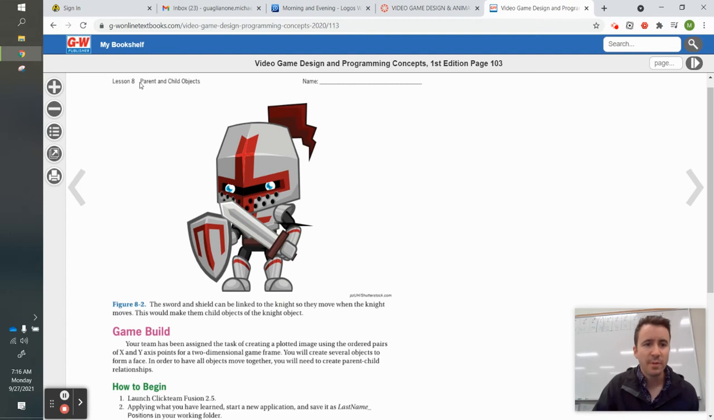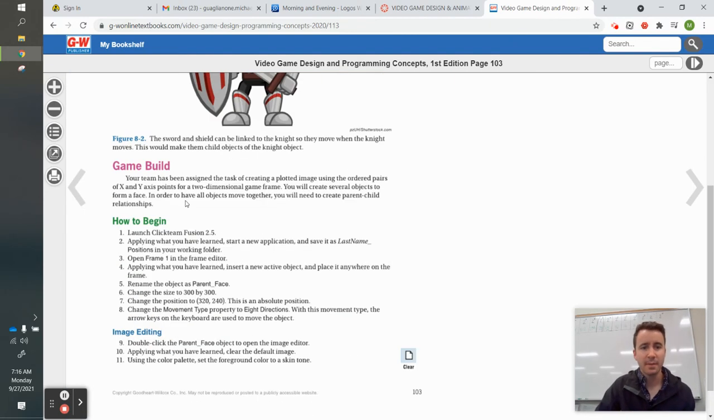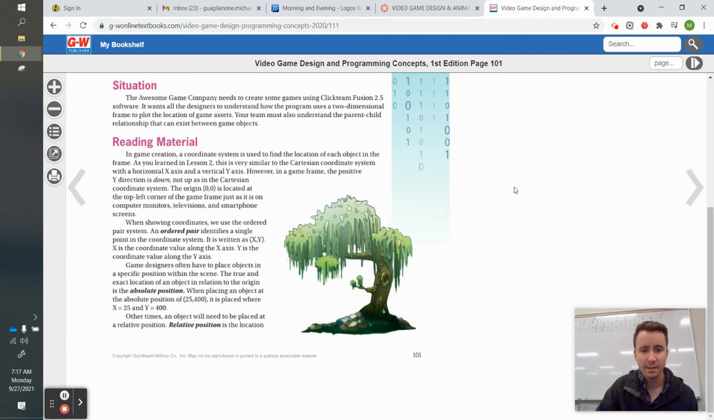Hello, in this lesson we're going to be learning about parent and child objects. It is lesson 8 in your book. I'm going to be skipping through a few things towards the beginning, but the pictures are helpful. There's kind of two things that you need to know. One is called an ordered pair. This is like in math where you have an x and a y point on a graph.